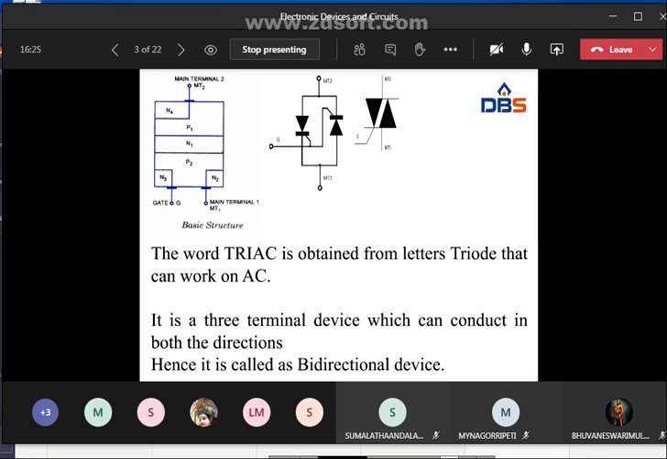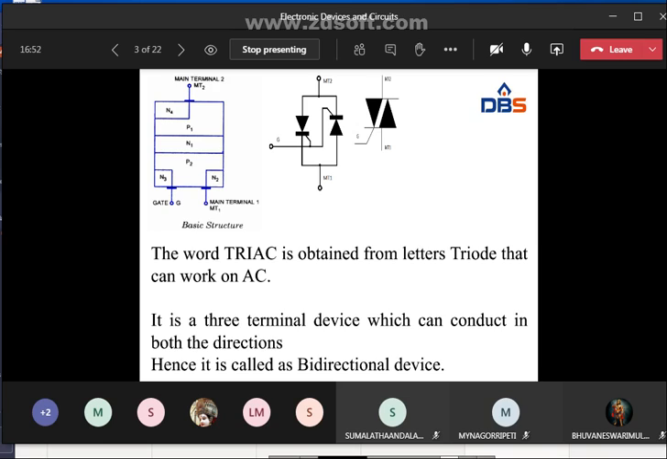Here we don't have any cathode or anode, because it conducts in both the directions. So it works for both the polarities. That means the device is bilateral.